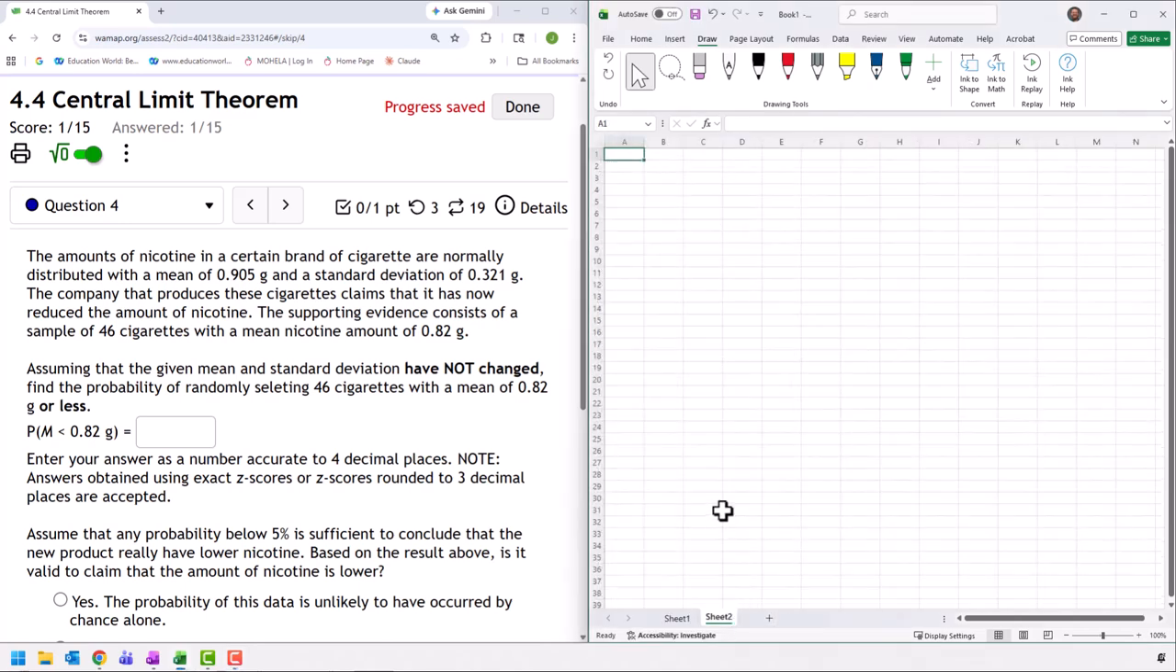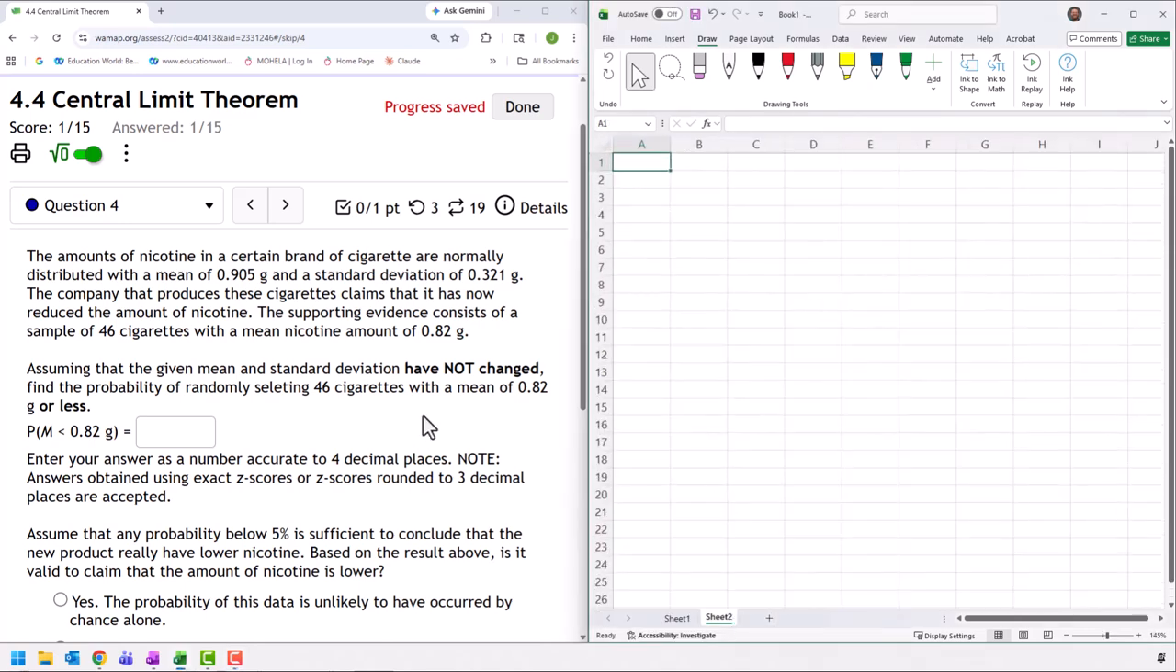On this first one, question 4, jumping around a bit, it says the amounts of nicotine in a certain brand of cigarette are normally distributed with a mean of 0.905 grams and a standard deviation of 0.321 grams. So I've got the mean, 0.905, and the standard deviation sigma, 0.321. Just taking the important information so far.